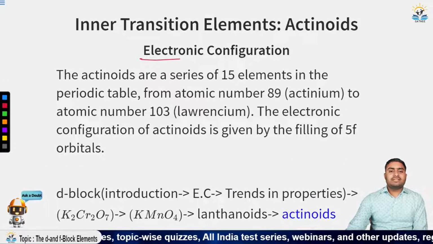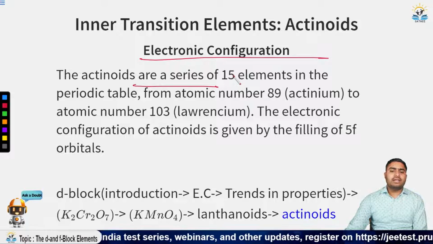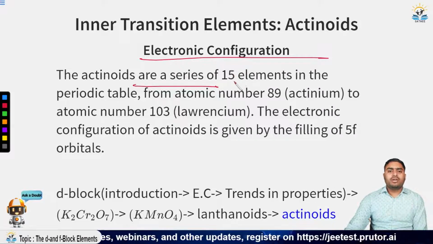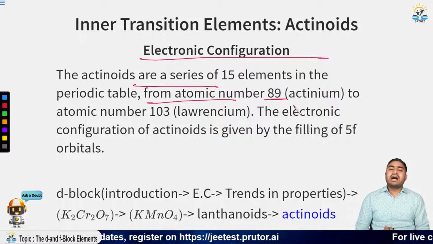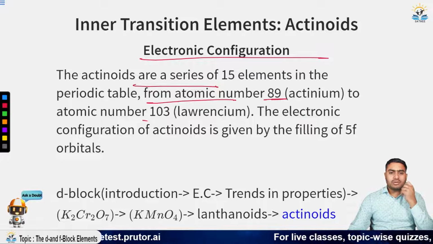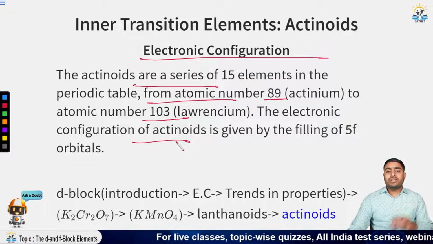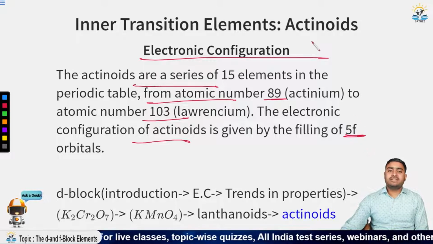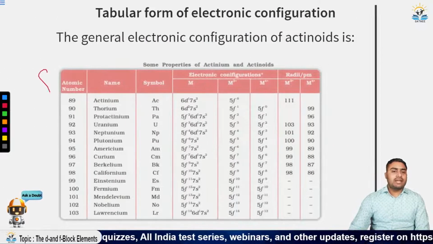So you can see the electronic configuration. The actinoids are a series of 14 elements in the periodic table from atomic number 89, so actinium, after actinium the 5f series starts, to atomic number 103, lawrencium. The electronic configuration of actinoids is given by the filling of 5f orbitals. That's why this series is named the 5f series, right? You can see the electronic configuration.